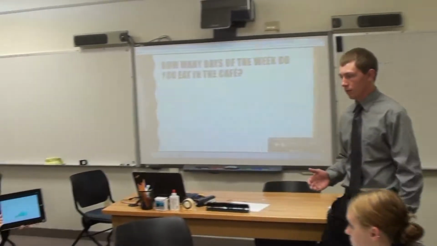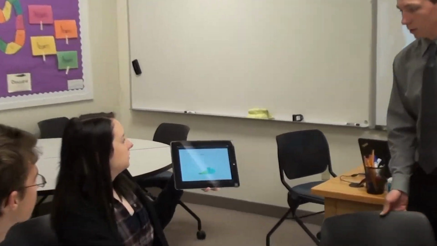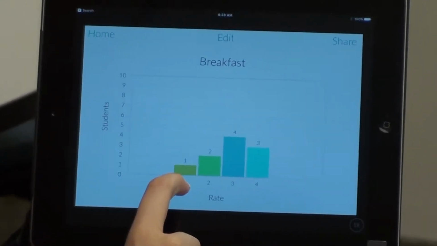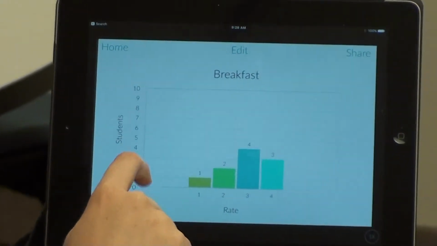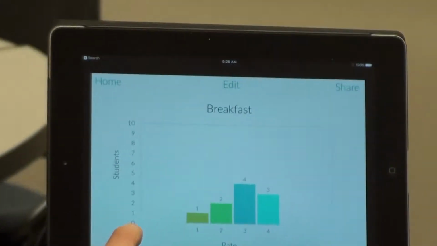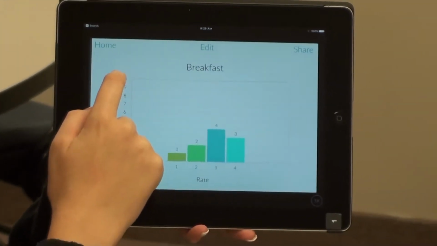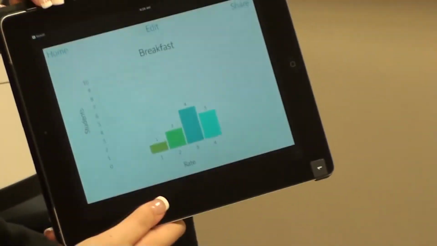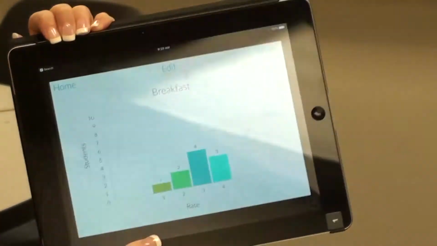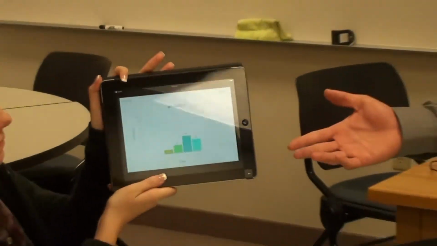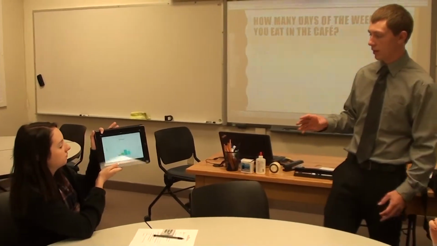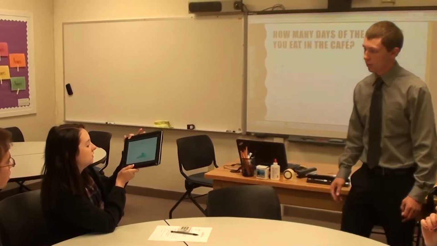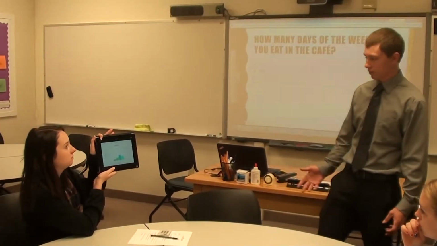Show us your bar graph that you made, and give a little explanation of it and what the data means. I did the breakfast, so one person said the rate was 1, so my x-axis is rate and my y-axis is students. And then I made the max 10. That's good. From the data that you have right there, what would you say the average would be? About 3. Yeah, that makes sense.